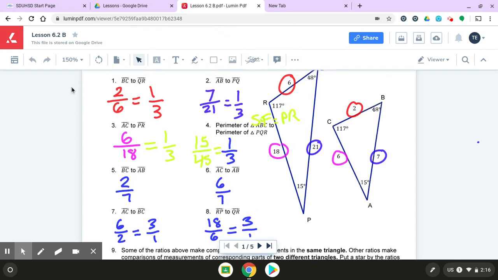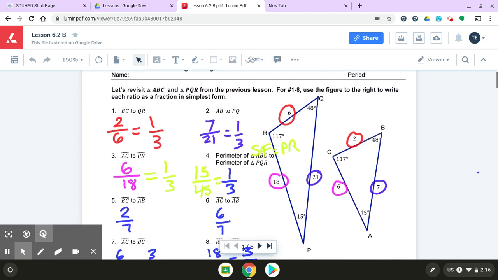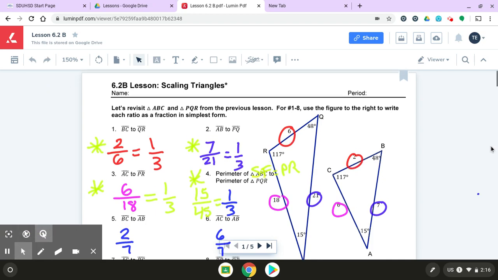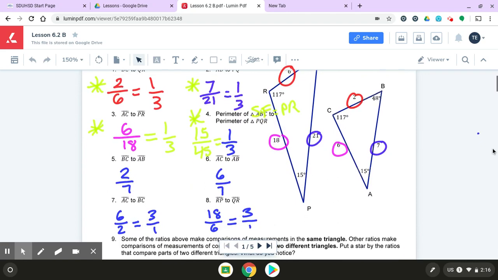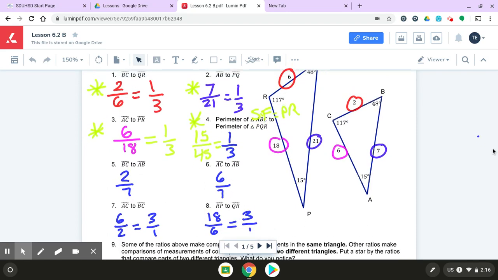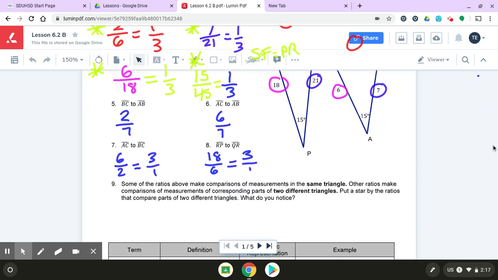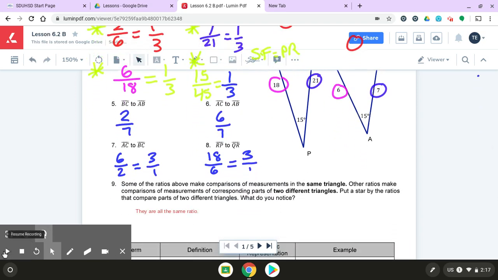I know number 1 is comparing 2 different triangles. Number 2 is comparing 2 different triangles. It comes down to 1/3. Number 3 is comparing 2 different triangles. It also comes down to 1/3. Number 4 is comparing 2 different triangles. It's also coming down to 1/3. So all my comparisons of the 2 different triangles, as long as I did the smaller triangle on top and the bigger one on the bottom, they all came down to 1/3. So I'm going to write that in.